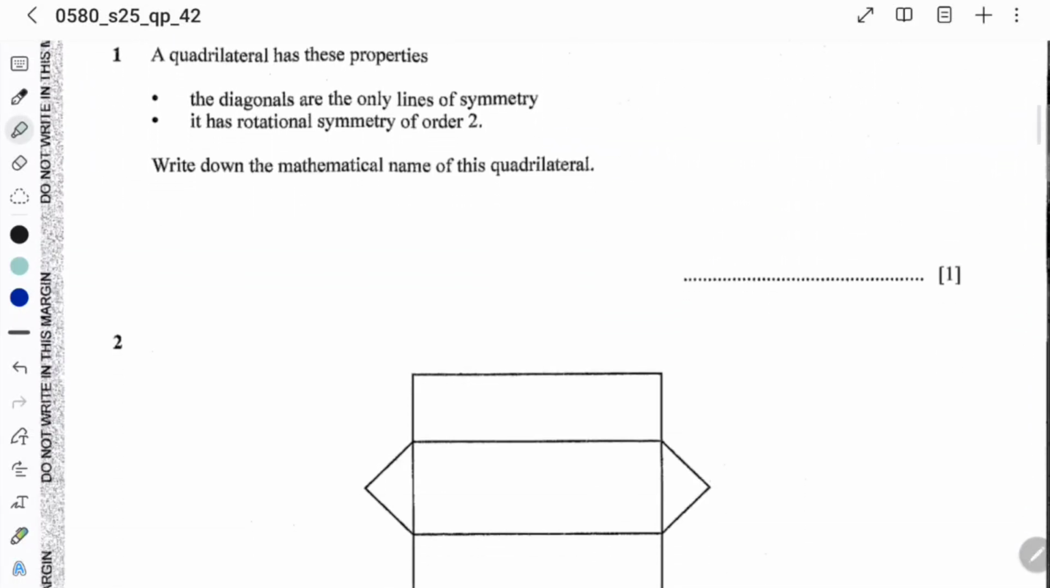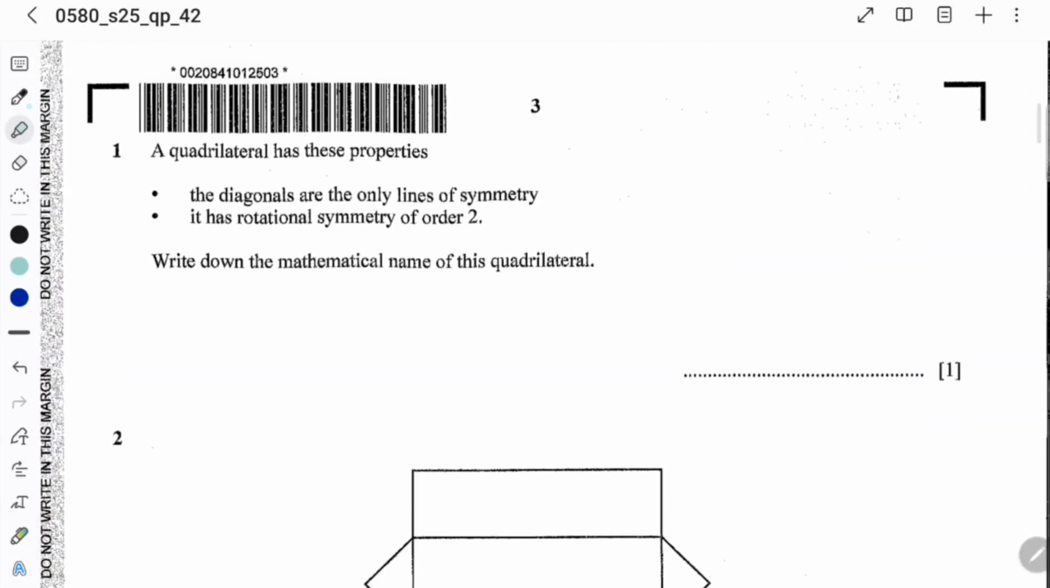Let's begin the paper. Question number 1: a quadrilateral has these properties: the diagonals are the only lines of symmetry. It means each diagonal divides it into two mirror image halves, and it also has rotation symmetry of order 2. Write down the mathematical name of the quadrilateral. It's a rhombus, we know it's a rhombus.